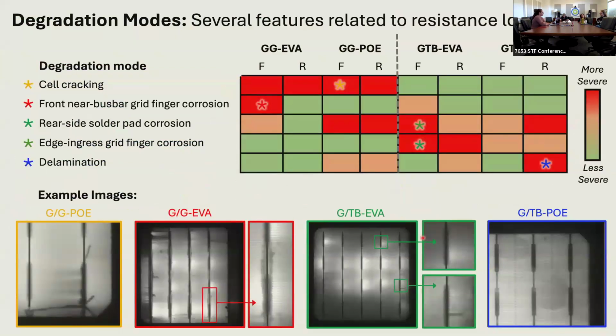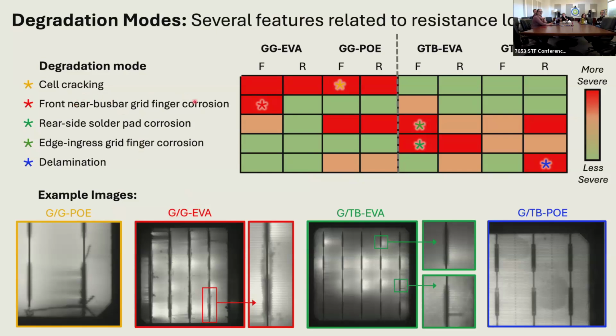So this is just a summary of the different degradation modes that we saw for this part of the project. So cell cracking caused by edge pinch happened a lot more for glass mini modules compared to the glass transparent backsheet mini modules. And so there's an example of this down here where you have some cell cracking near the corners and cell periphery due to the edge pinch effect.